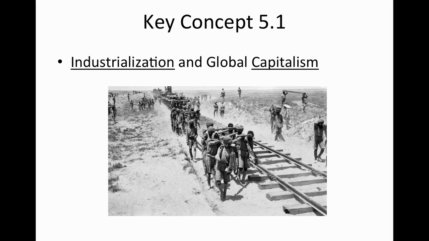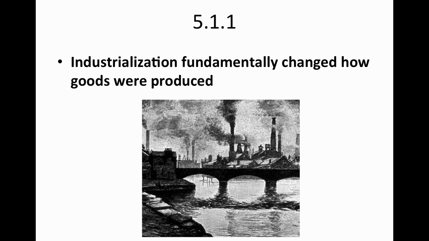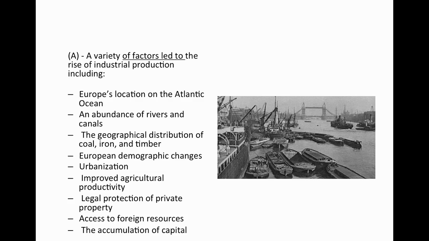All right, guys, this begins Unit 5 Key Concept Review. We're going to focus this lecture on Key Concept 5.1. And 5.1 states that it focuses on industrialization and global capitalism. Key Concept 5.1 states industrialization fundamentally changed how goods were produced. The first subconcept A states a variety of factors led to the rise of industrial production, including.